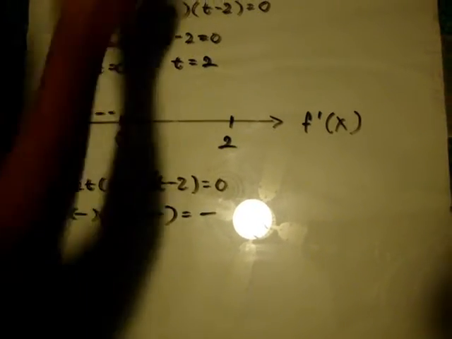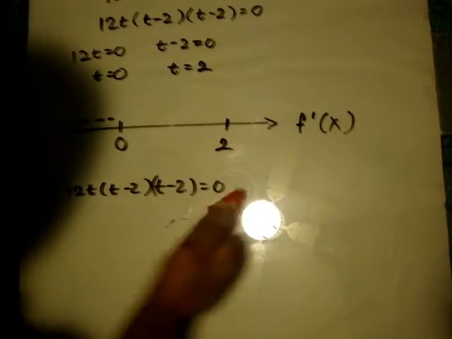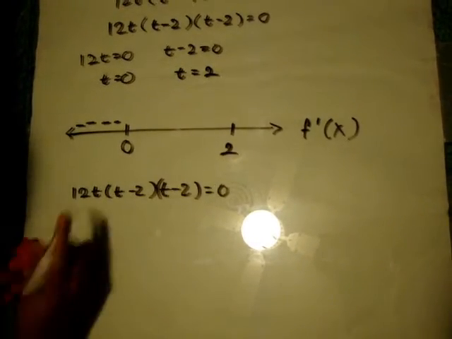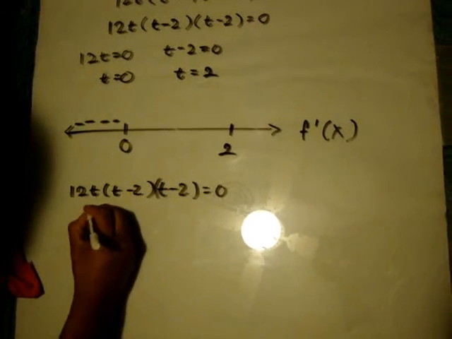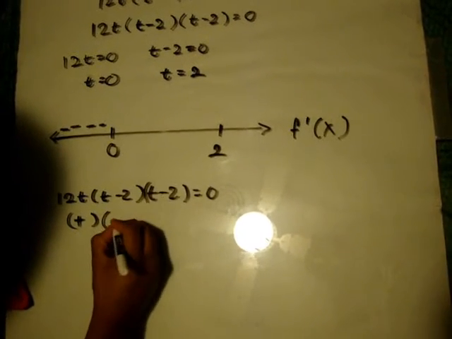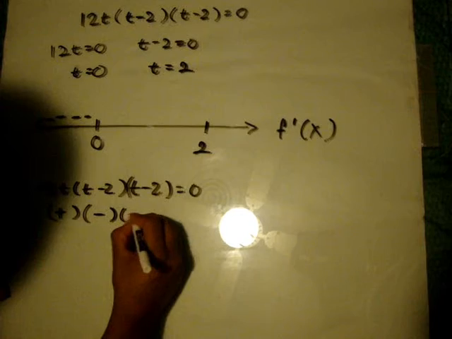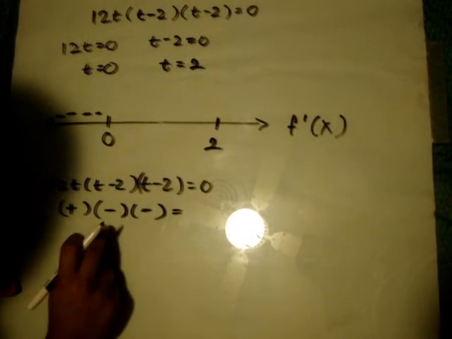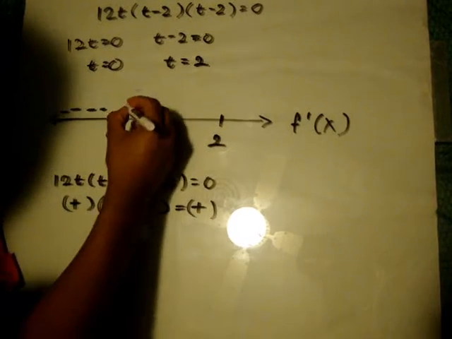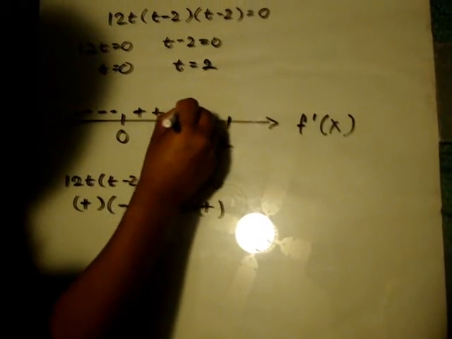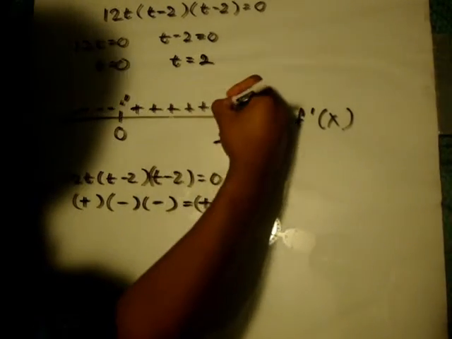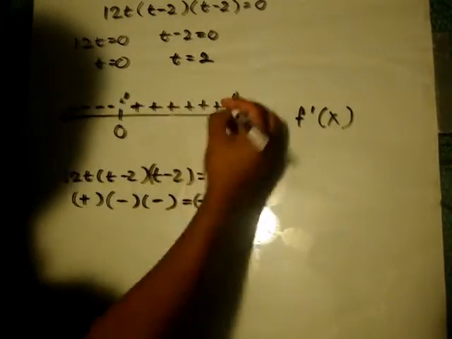Now we're going to do this with a number between 0 and 2, so we're just going to choose 1. 12 times 1 makes a positive number. 1 minus 2 is negative 1, so a negative number. Same thing here. So negative times negative, positive. So here the original function f of x is increasing. And you want to label where your zeros are.